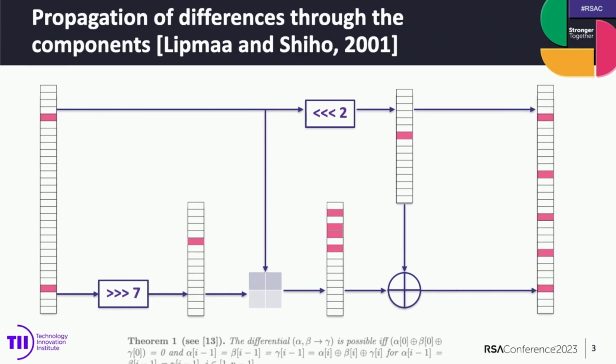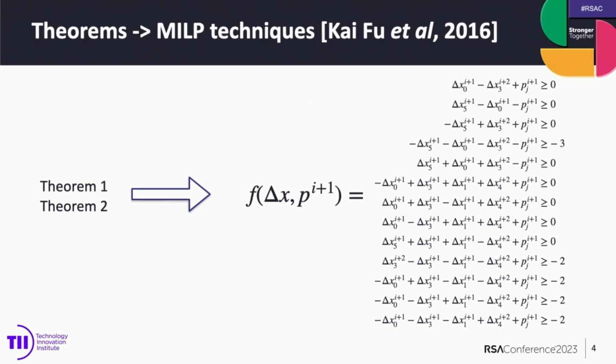Okay, so can we automate the search for differential properties? The answer is yes. There are several techniques to do so, for example MILP, SAT, CP, among others. Fu et al. in 2016 used MILP techniques. They propose a way to translate Theorem 1 and Theorem 2 from Lipmaa and Moriai to a set of linear inequalities. Why to a set of linear inequalities? Because in MILP we need to translate the problem to a set of linear inequalities, and after that we can solve these problems. Of course, we want good differentials to mount attacks.